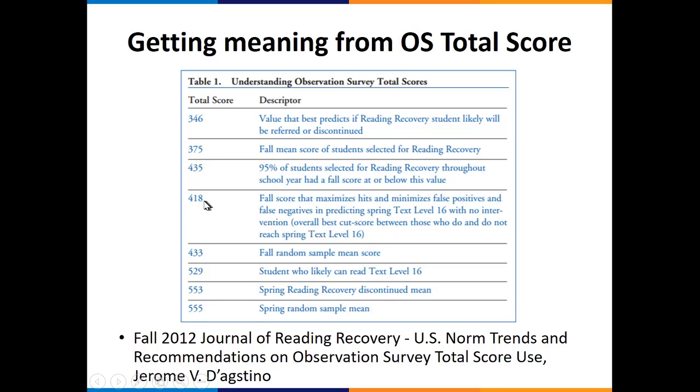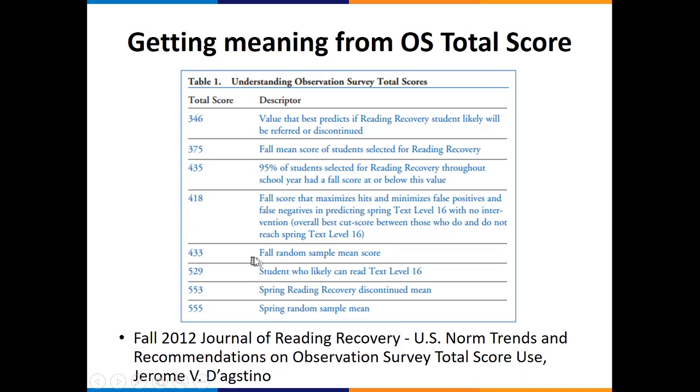So if a child is at a 418 or above, it's telling us that this is the best predictor number that a child will actually get up to a spring text reading level 16 without an actual intervention. So if you think about it, this one before said that 95% of our kids come in at 435 or below. We have a group of kids that might actually be getting Reading Recovery when maybe they don't actually need it. I'm not saying that there may be this problem, but I'm just saying that you can use this information when looking at children and everything.